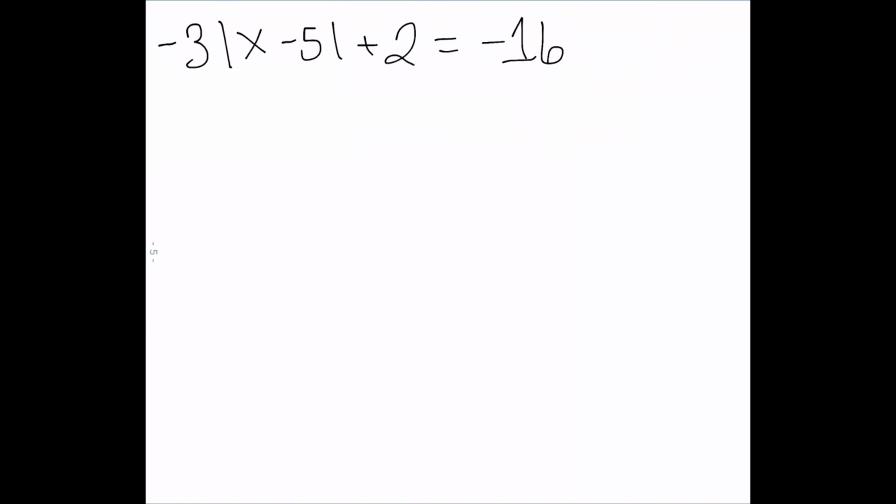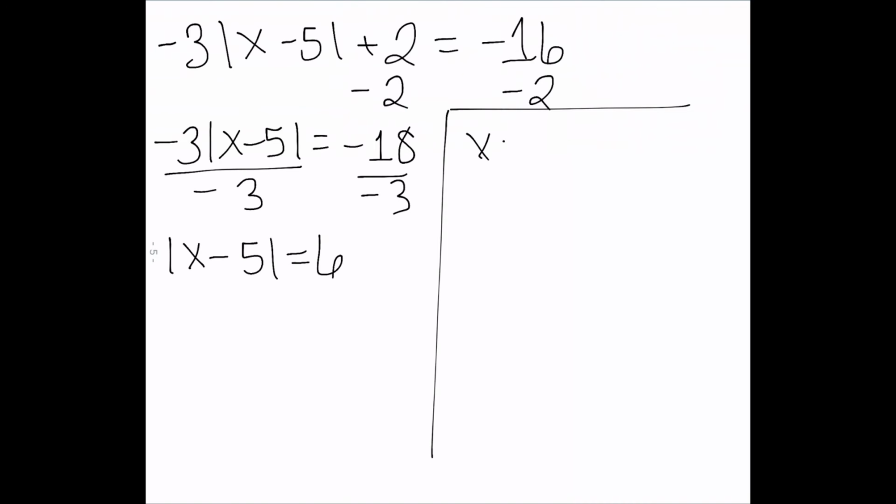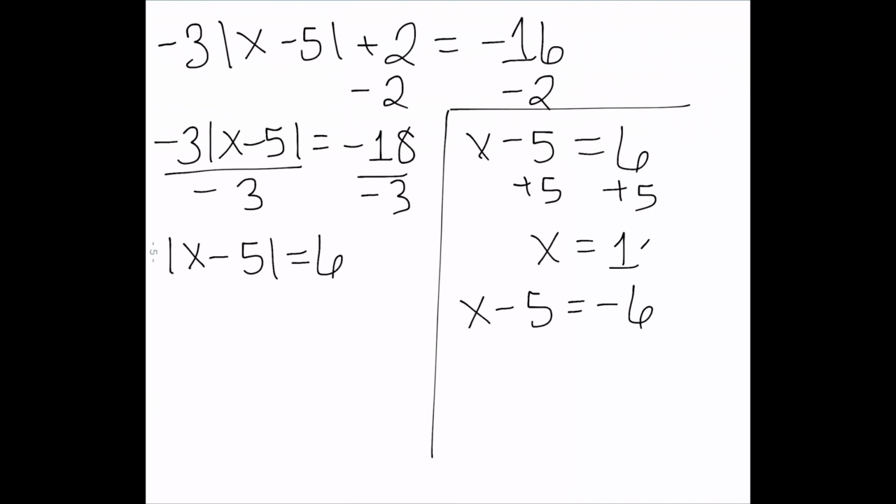Let's look at one more like that. Our first step would be to subtract 2. That gives me negative 3 times the absolute value of x minus 5 is equal to minus 18. Divide both sides by negative 3 to get absolute value of x minus 5 is equal to 6. And now I can use my rule. x minus 5 is 6, and x minus 5 is negative 6. I can add 5 to both sides to get x equal to 11. For my second one, add 5 to both sides to get x equal to negative 1.